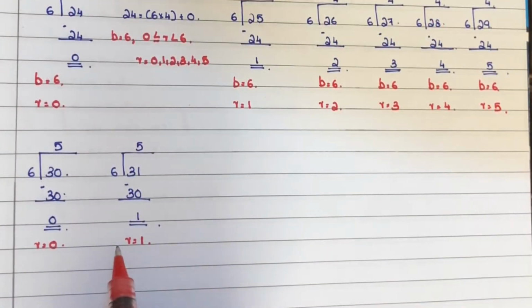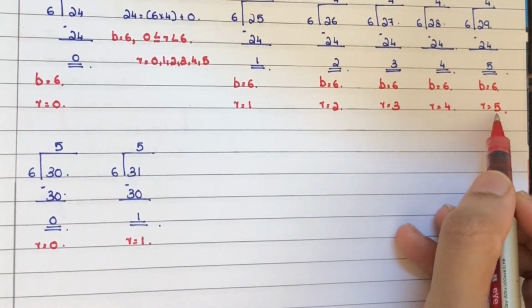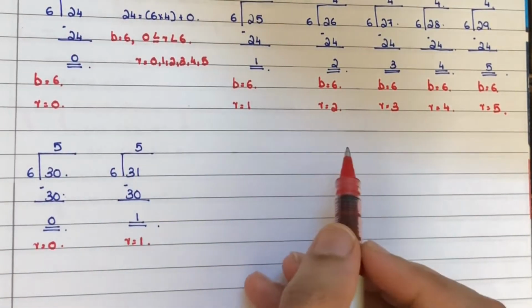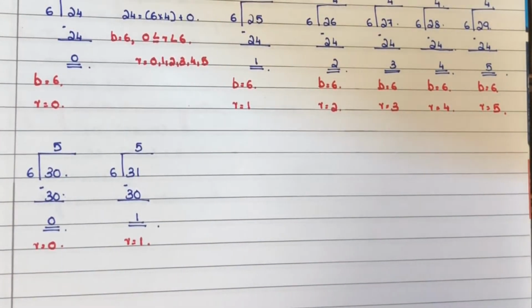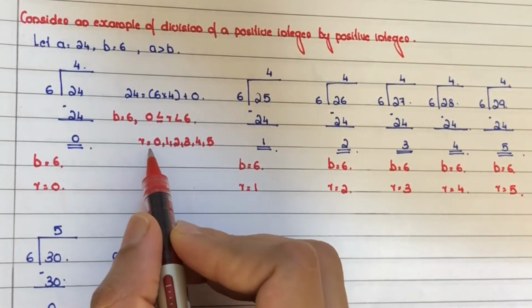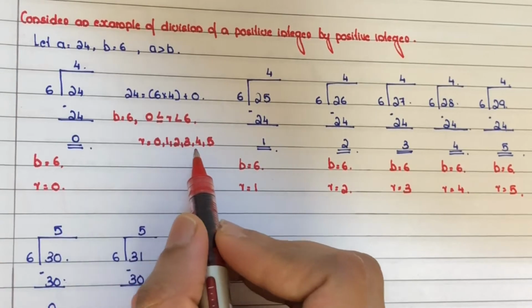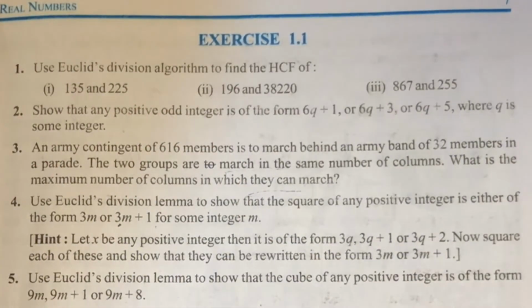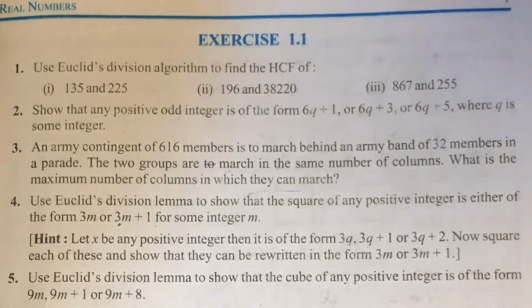You can understand from this, after 5 the value of r is again repeating from 0, 1, 2, 3 etc. up to 5, isn't it now? Yes, when b is equal to 6 then the value of r should be 0, 1, 2, 3, 4 and 5.